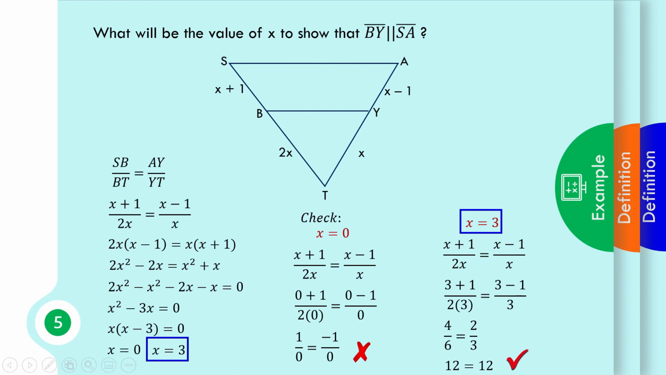So that is how we will use the basic proportionality theorem and the converse of the proportionality theorem.